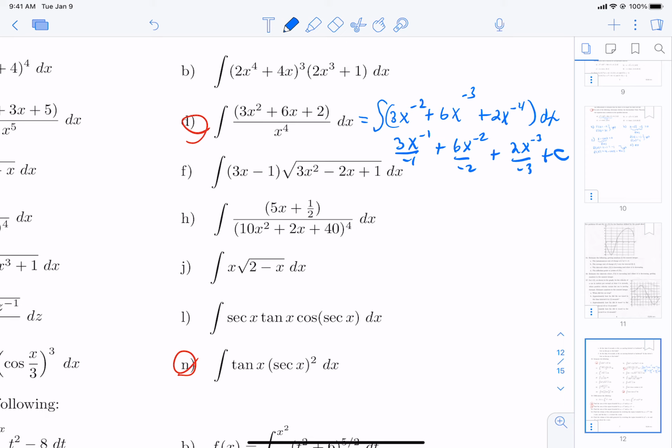Now let's just make that look just a touch nicer. Okay, so our final answer would be negative 3 over x minus 3 over x squared minus 2 over 3x.